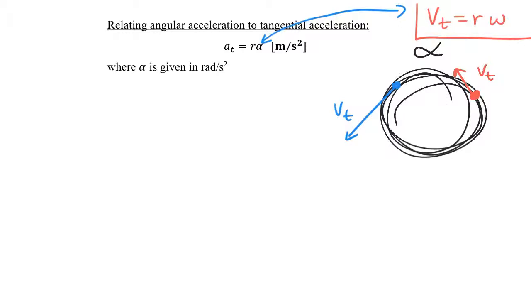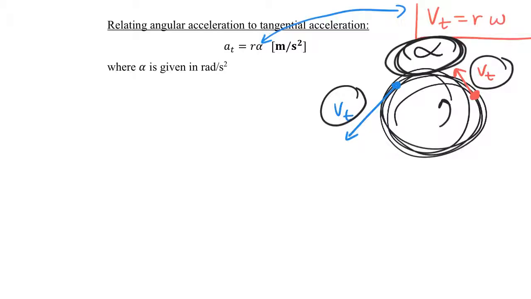So what are we asking about here? We're trying to say, if this thing spins faster, how much faster is V getting? If there is some alpha present, some angular acceleration, how much faster is Vt getting? That's what we're physically doing here. Now, with that said, let's look at an example of this in this problem.